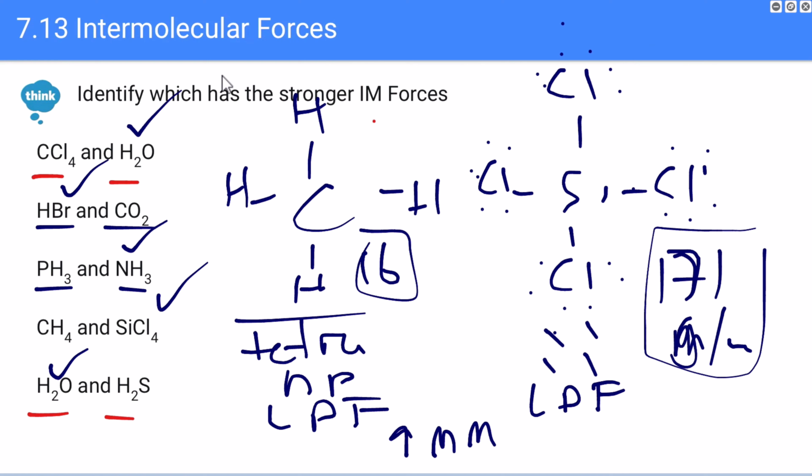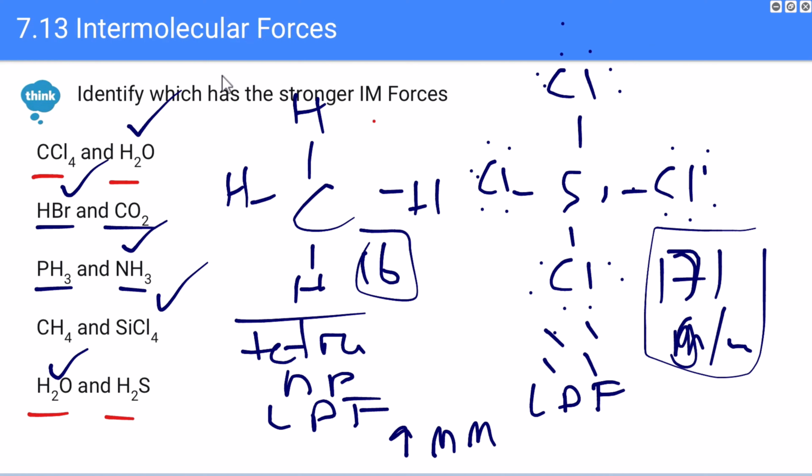The only time you're going to compare molar mass is if they both have the same types of intermolecular forces. And the reason being is that larger molecules with greater molar masses tend to have more electrons and therefore have what is called a larger polarizable electron cloud. It just means that more electrons have the ability to shift to one side or another to create those instantaneous temporary dipoles that describe London dispersion forces.